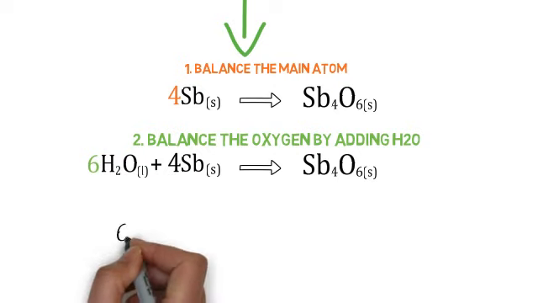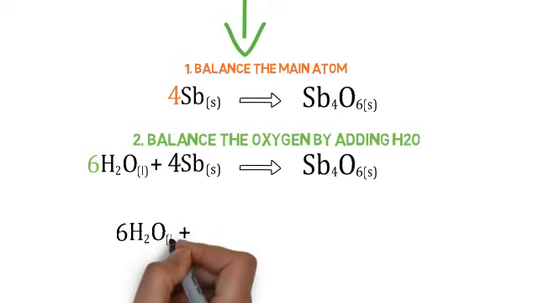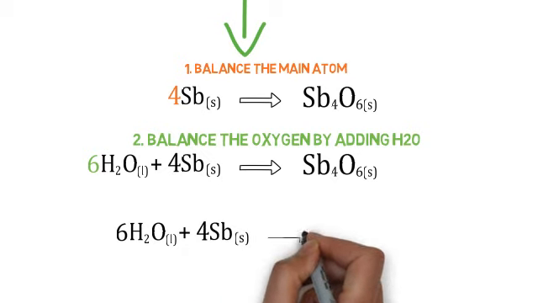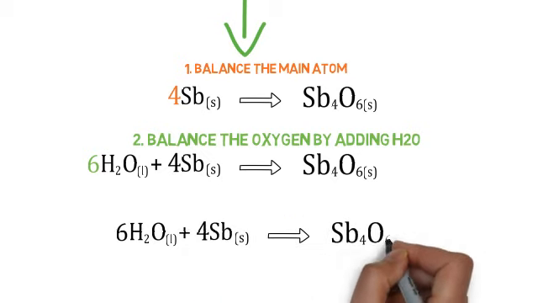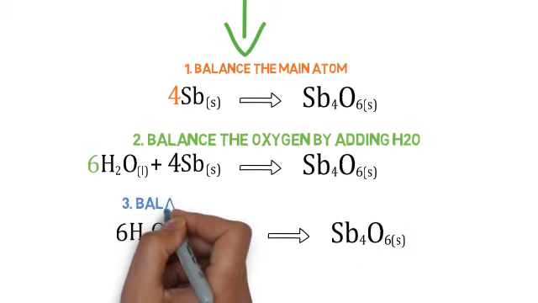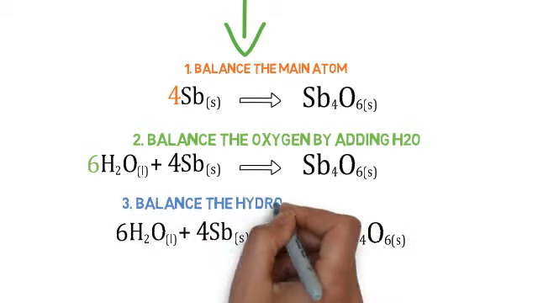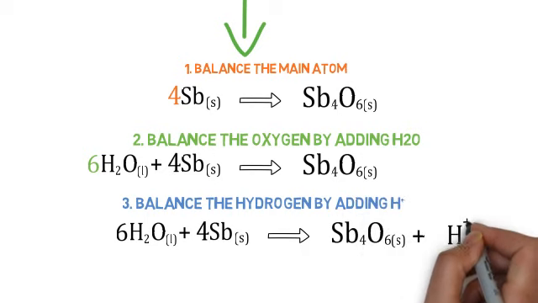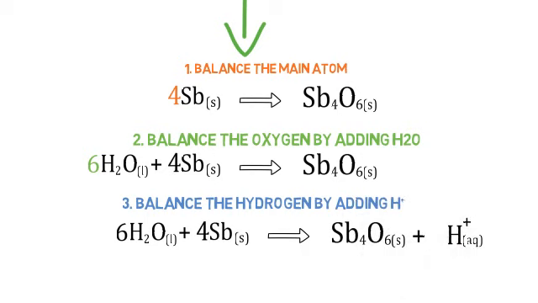Now we've added hydrogens into the mix, we need to take care of them. So we'll rewrite the equation, and as we can see, we've got 6 water molecules, which means we have 12 hydrogens on the left. In order to balance those hydrogens, we need to add some H+ ions, and we're going to need to add 12 of those, and that will balance out all our atoms.